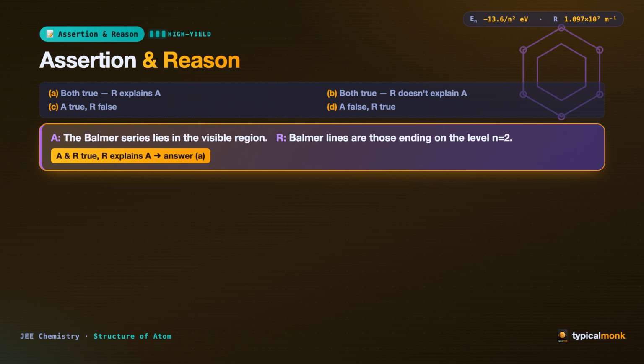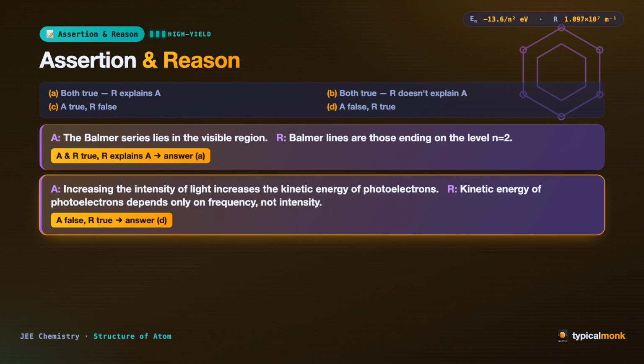Think like Sarah, check each statement alone, then check the link. Is the assertion true? Yes. Is the reason true? Yes. And does it explain? It does, because landing on the second level gives just the right energy gap to land in visible light. Both true. Reason explains. Option A.